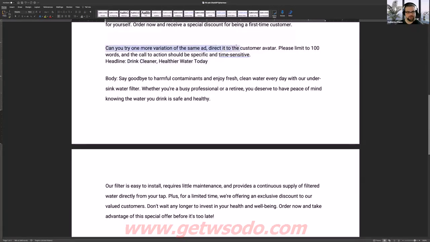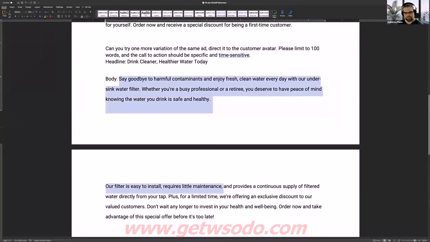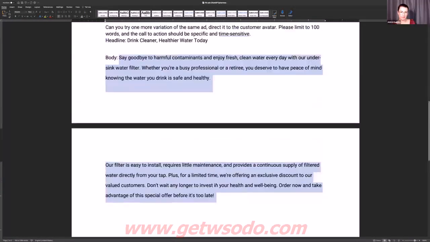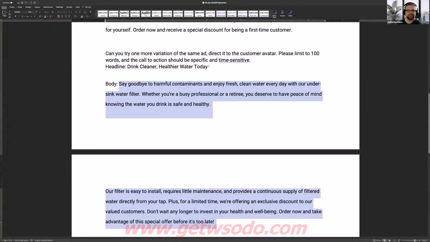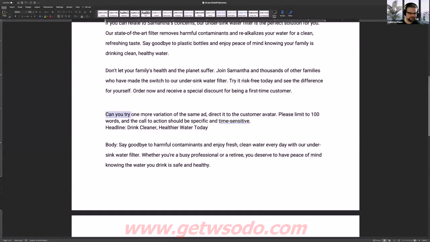And then here she gives it more direction. Can you try one more variation? Direct it to the customer avatar. Please limit it to 100 words and call to action to be specific and time sensitive. And notice she said 100 words. Let's see. Do we have 100 words? So that is 100 words, if you don't count the headline. It's more than that, but yeah, good job. Good job trying to keep working with it to get something better. It's kind of what you want to be doing.